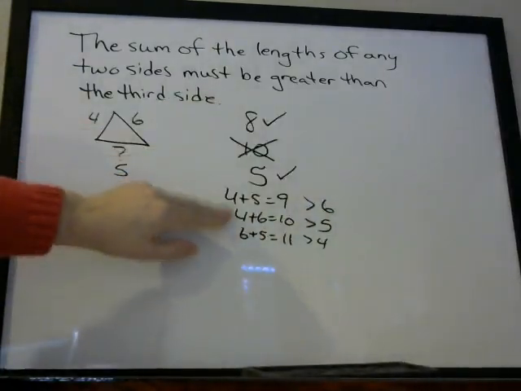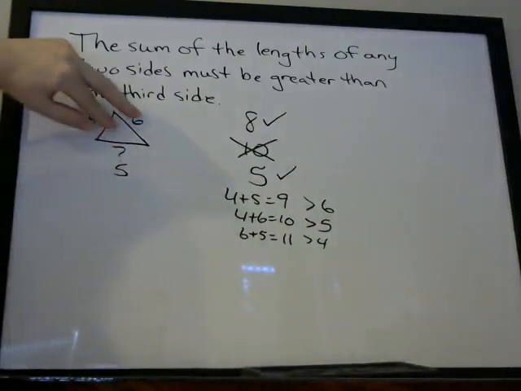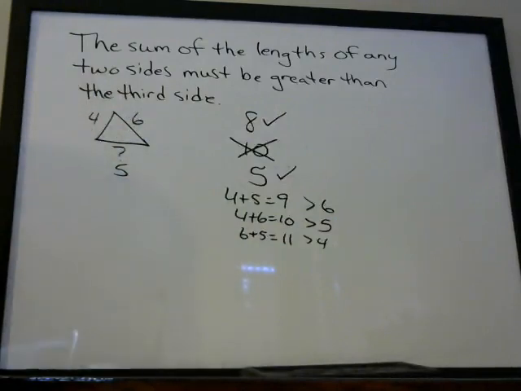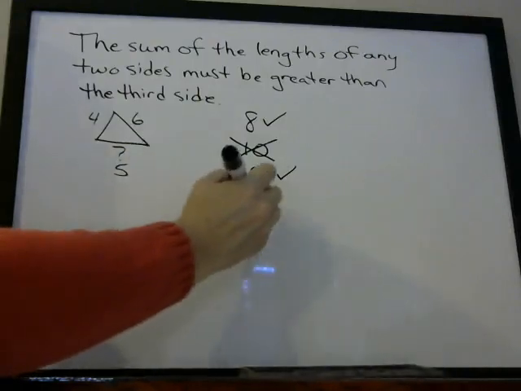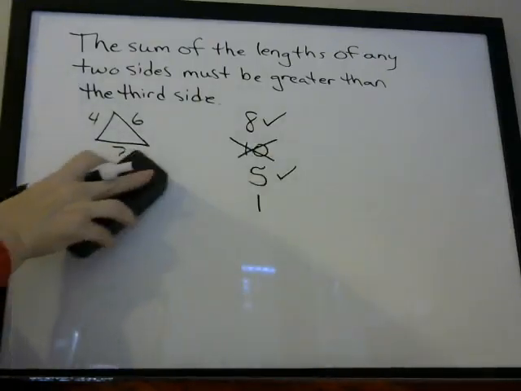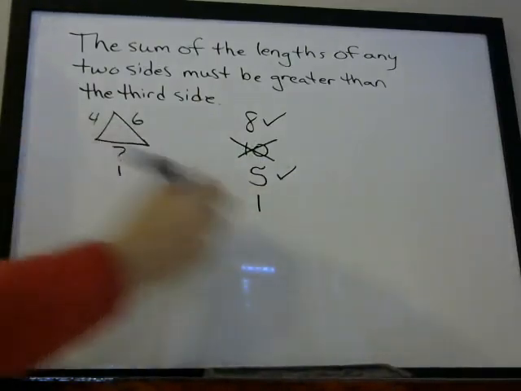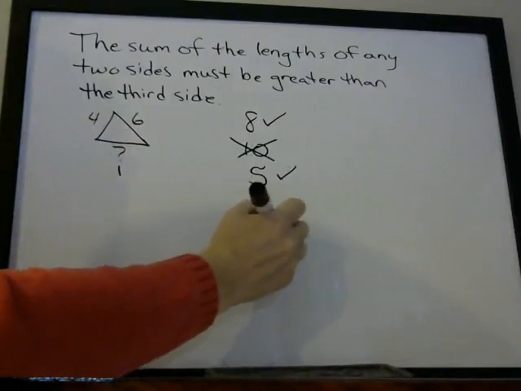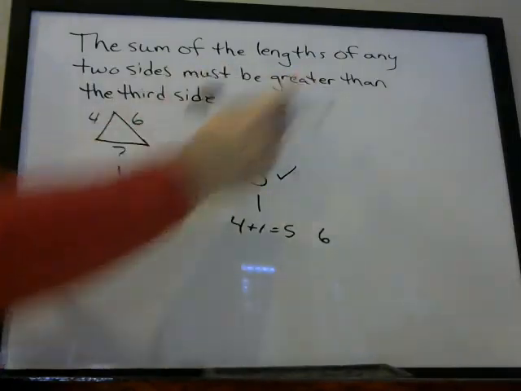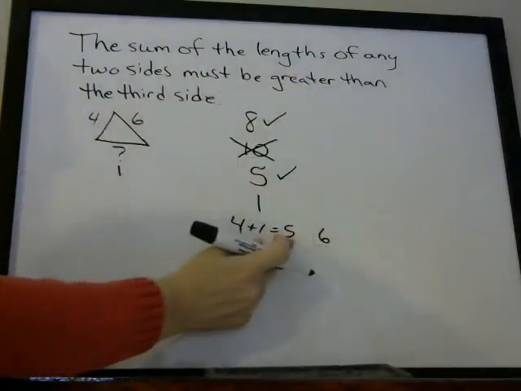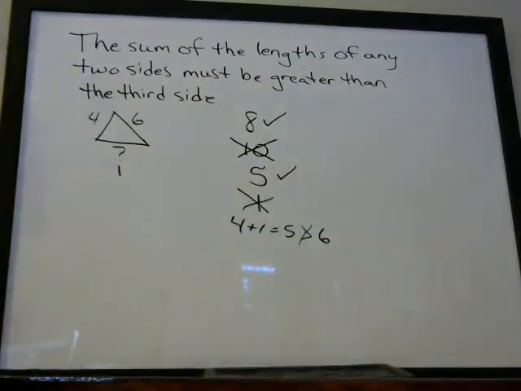So you see how it has to hold true for every combination. You're going to have 3 combinations that you have to check against the third side. We'll do one more here and then do a final practice problem. How about 1? Can the length of this side be 1? Well, let's do 4 plus 1 equals 5. The third side is 6, but the sum has to be greater. Well, 5 is not greater than 6, so 1 is not a valid answer.